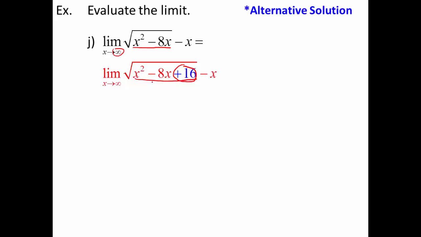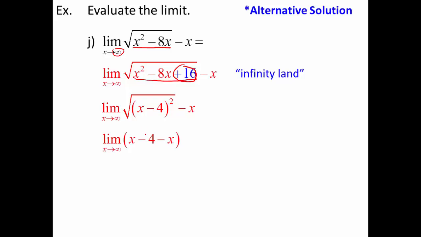But by adding 16, making this a perfect square, I can now factor that inside of the radical into x minus 4 squared. The square root of x minus 4 squared, of course, is just x minus 4, and x minus 4 minus x is just -4. Now applying the limit, I get the same answer I did before, -4, but through what I would argue would be a much simpler algebraic process, although that initial leap of faith may take a lot of initial creativity.